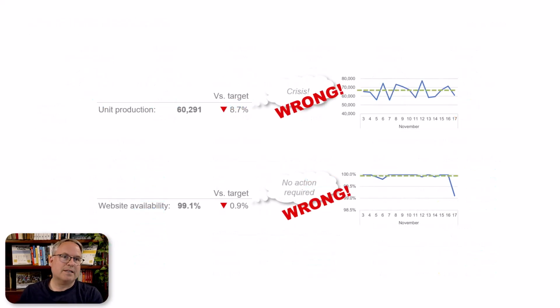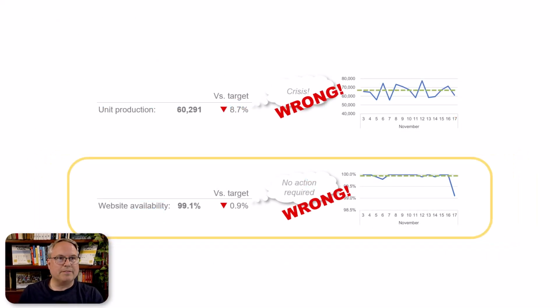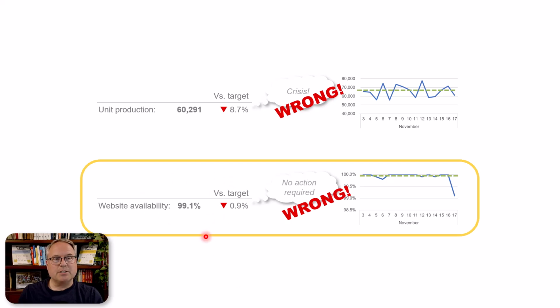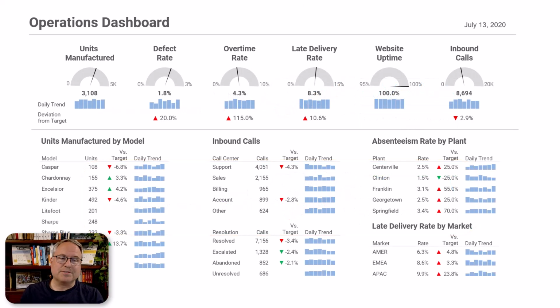But if we go back to that slide we were looking at a moment ago, remember website availability here? Well, this was less than 2% off target. In fact, it was less than 1% off target. And yet it was the worst problem on the entire dashboard. And so sometimes small deviations from targets can be huge problems. And so we can't do this. We have to show all of the deviations all the time.